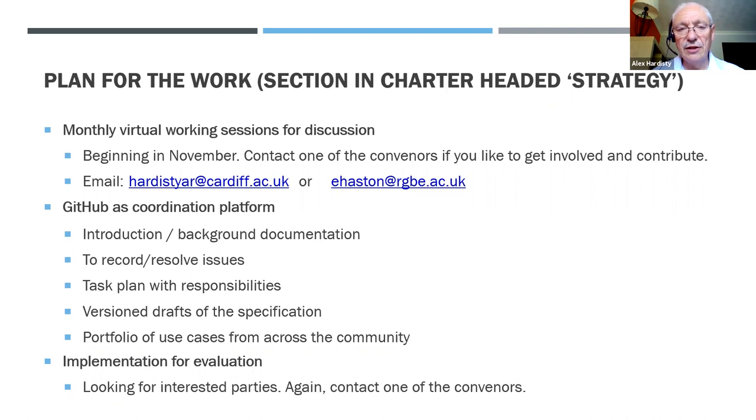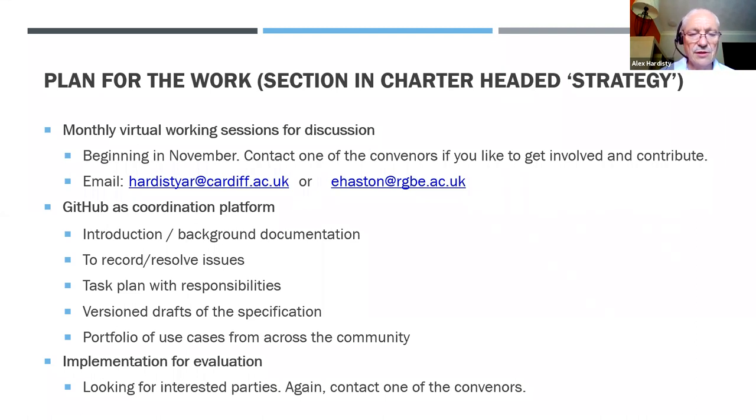As you may know, I didn't mention it already, but this task group has been set up as a task group under the supervision of the Collection Descriptions Interest Group, which is convened by Matt Woodburn and Deborah Paul. And we're going to take a lot of inspiration about how we run the work of this task group from the way that interest group runs its work on the collection descriptions standard.